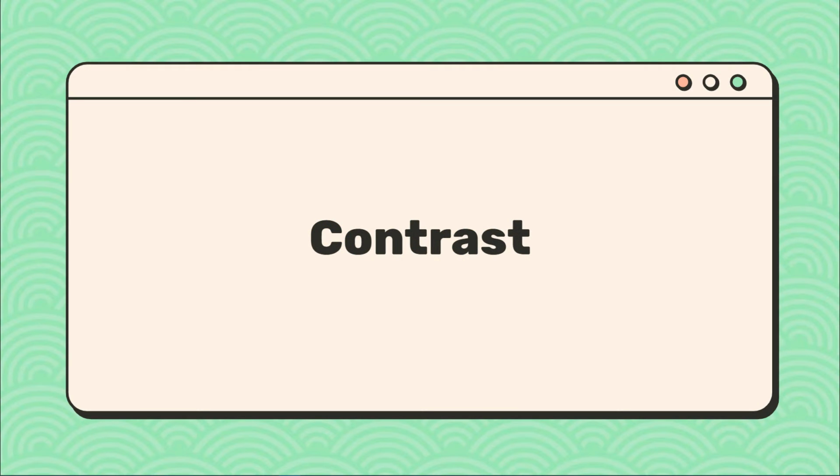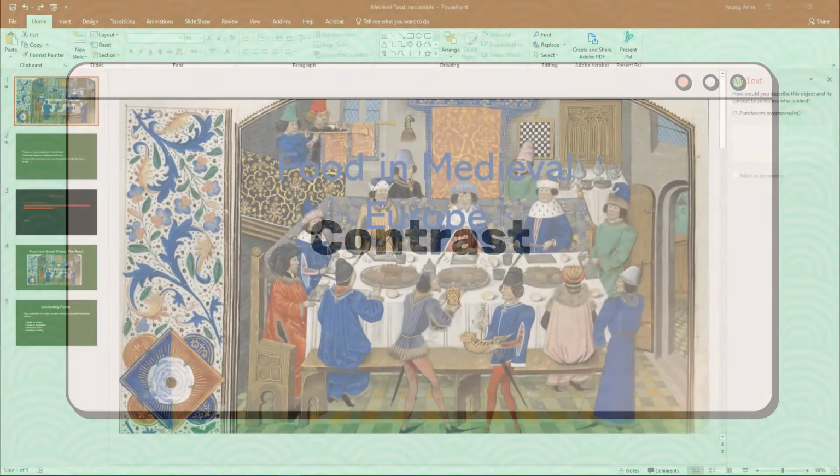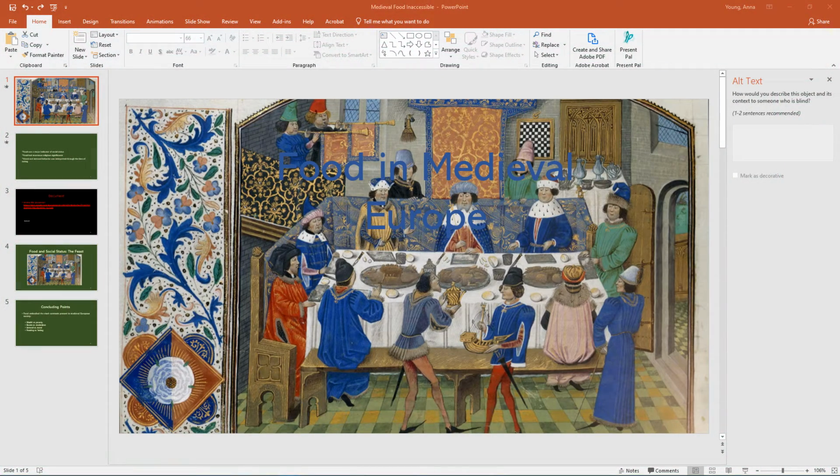The next issue that Ally identified in this PowerPoint was that there is text in this presentation with insufficient contrast. On the title slide of this presentation, the text is unreadable because it is a blue color that does not have enough contrast against the background, which is an image which also has a lot of blue in it. There are a couple of ways to fix this issue.